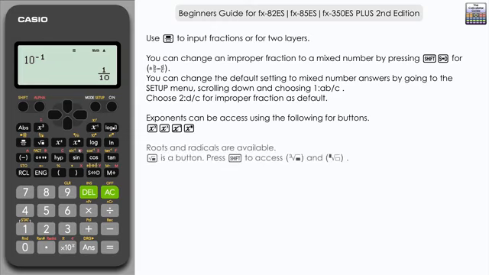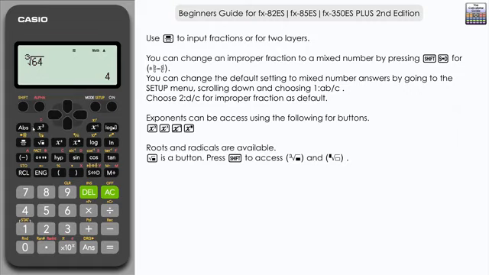And similar for roots, we've got square roots here, so we can take the square root of a number. And if we want the cube root, well, it's just shift and that same button there, so that gives us the cube root of a given number. And we can do a range of different roots as well here. It's actually the shift version of that x to any power. We can get any root that we want here, obviously within reason. If it starts to become too complex, the calculator might not cope with it, so just be careful there.